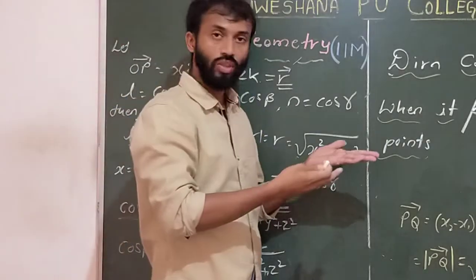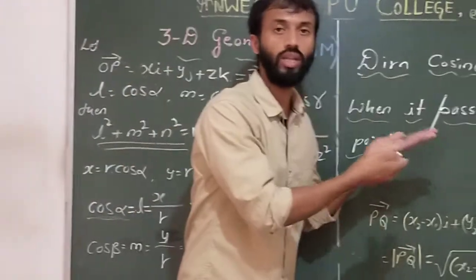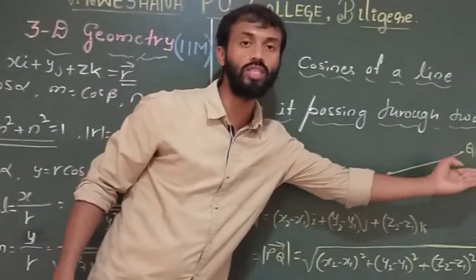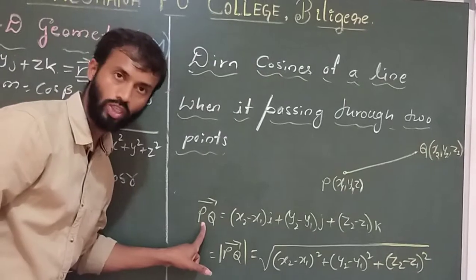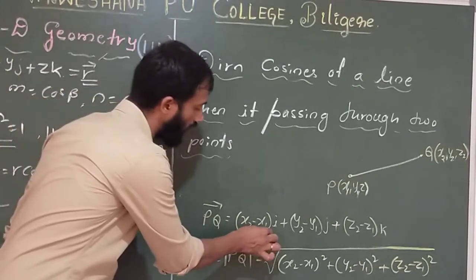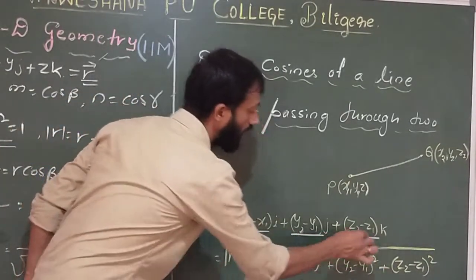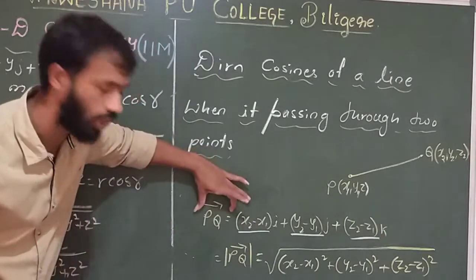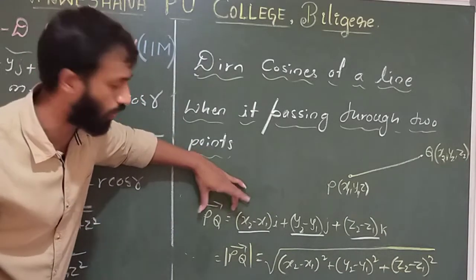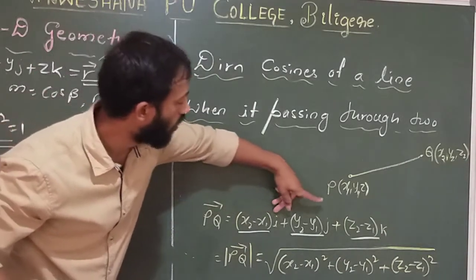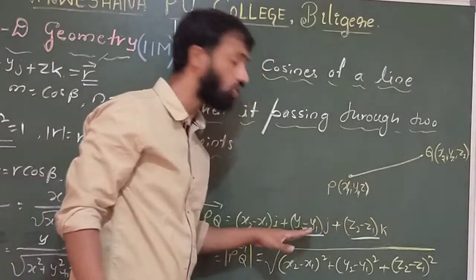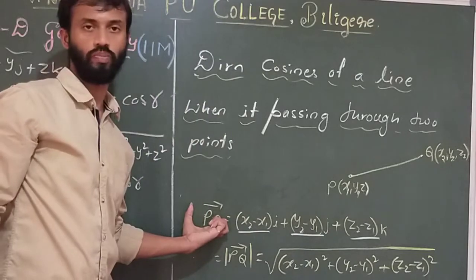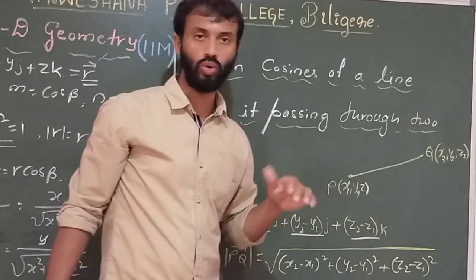So when the given vector is passing through two points, what are the direction ratios here? First I need to find that vector PQ. Then I will get the direction ratios of the vector PQ. The direction ratios of vector PQ are x2 minus x1, y2 minus y1 and z2 minus z1. Yes, I got the direction ratios of vector PQ.